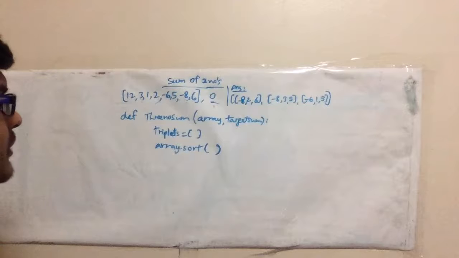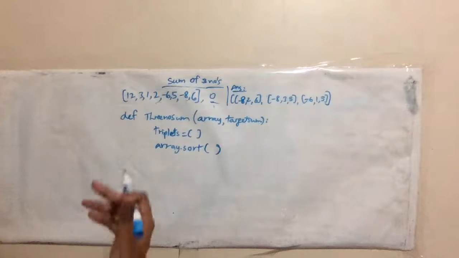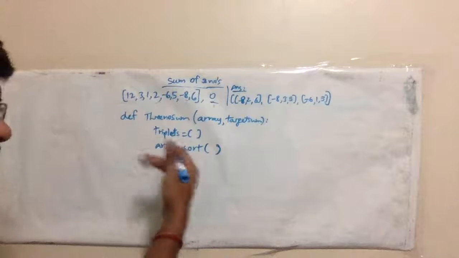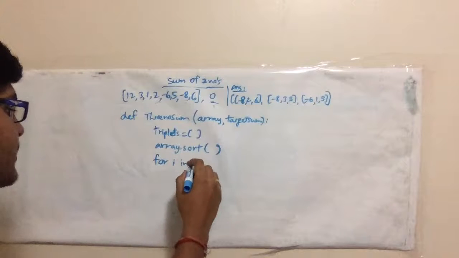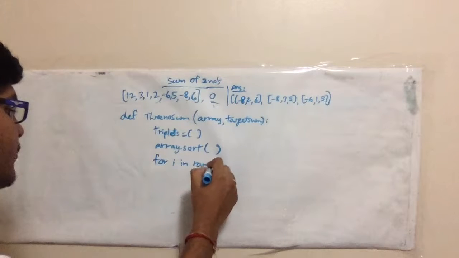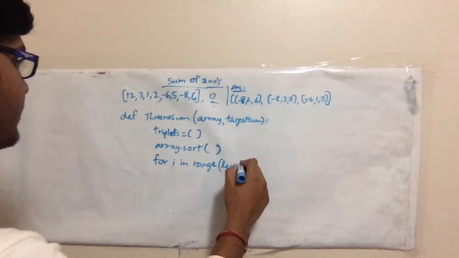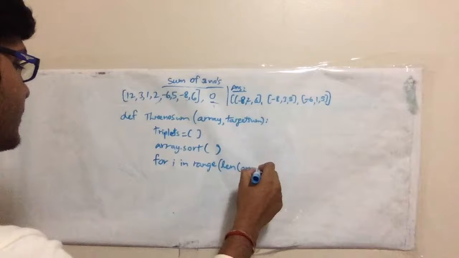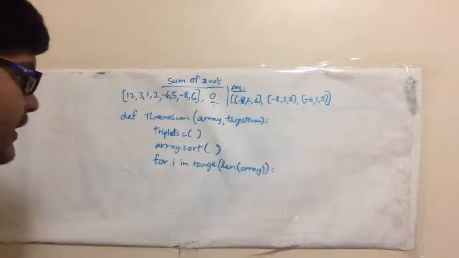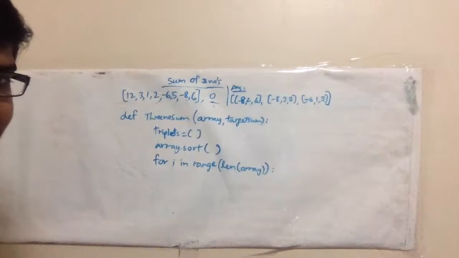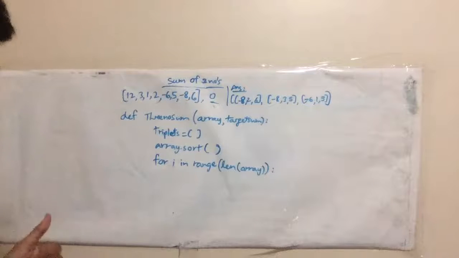So what we need to do further, we need to run the for loop, and we need to take the first number and create the pointers. For i in range, this will be the length of array. So we have taken the first number as this one, and we need to mark the pointers. So how can we mark?